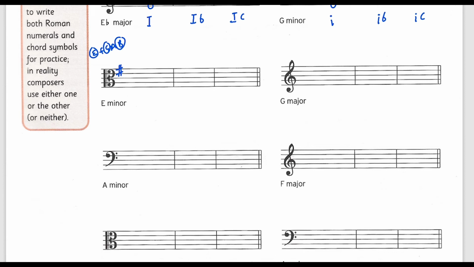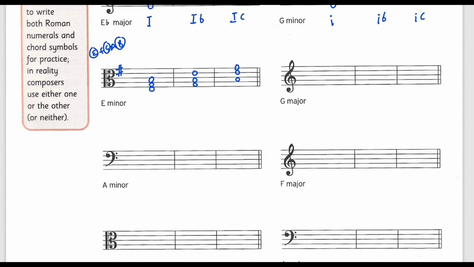Let's start from here, C, B, A, G, F, E. So let's start from this E here. Okay, E, F, G, A, and B here. Next we have G, then B, then C, D, E, this one here. Next we have B, then we have E, and then we have G.